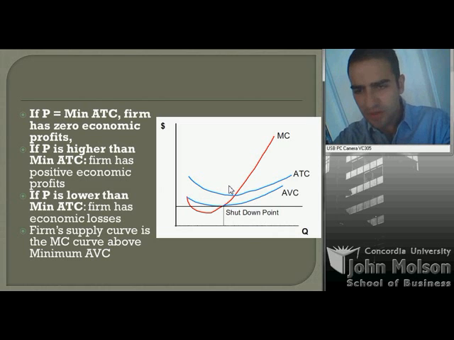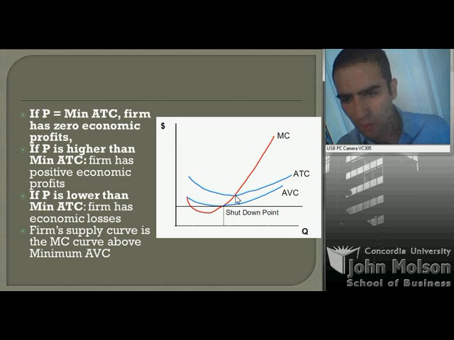Now let us take a look at the ATC curve. In the long run, in a competitive market, price is going to be fixed here, at the bottom of the ATC curve, where the marginal cost crosses it. Why? Because when price is above this point, this means that the company is making above normal returns, and this will drive new firms into the market, which will increase supply and will drive the price down.